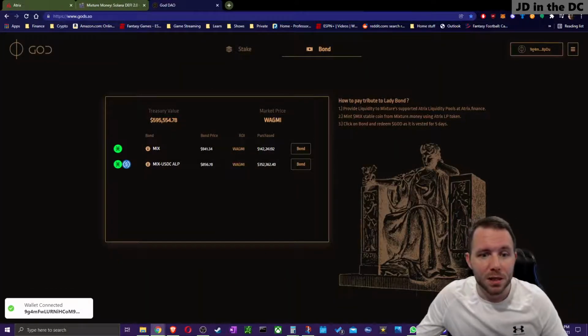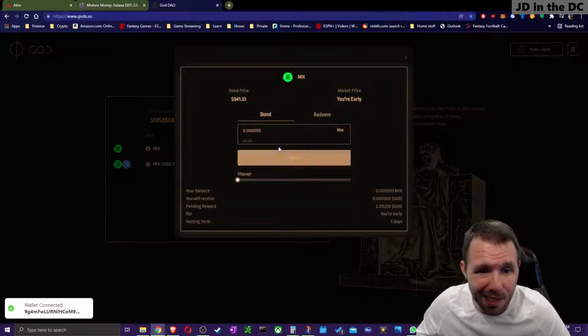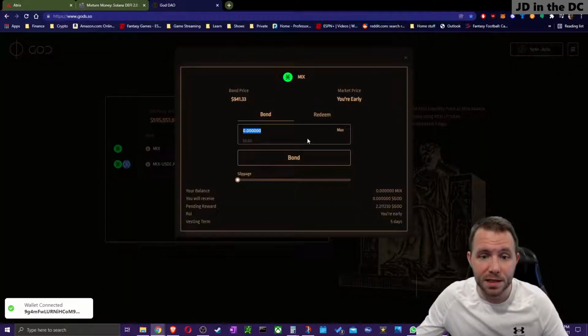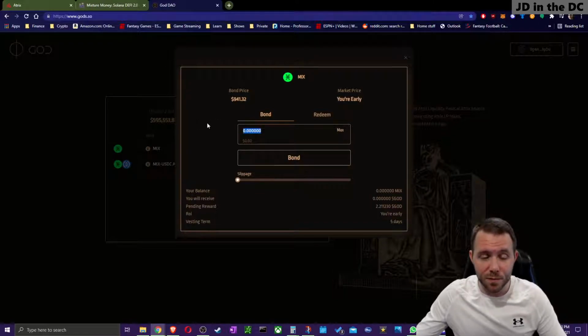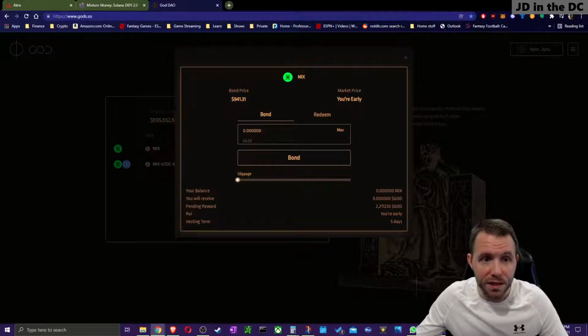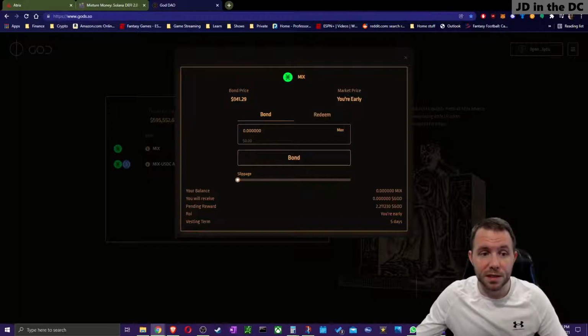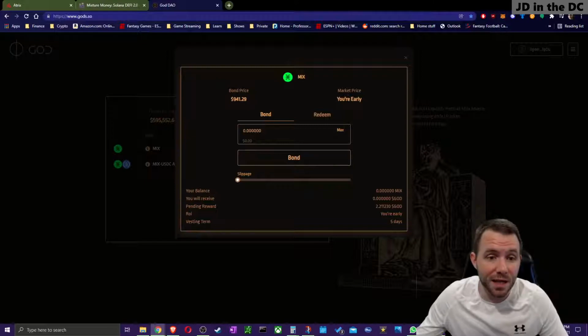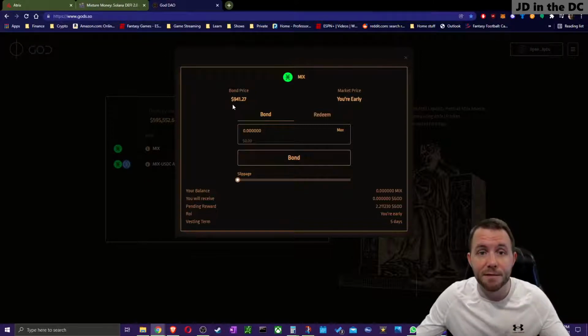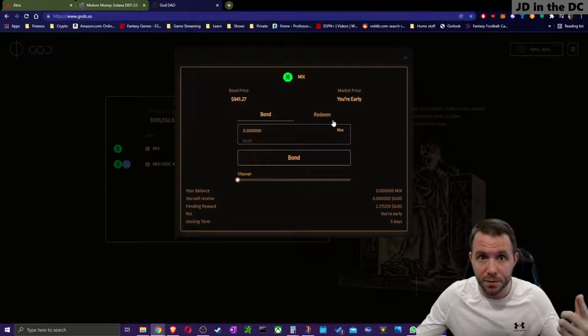So when I'm ready, I come in here and I can hit bond. Here's where I would put in mix, and basically I can put in however much mix I have, and it'll give me a discount. It'll give me an equivalent amount of God token equal to the bond price over 5 days, which means if the price of the token goes up over 5 days, you're still getting your tokens at 941. So I'm still getting my tokens at $500. You feel me? All right.